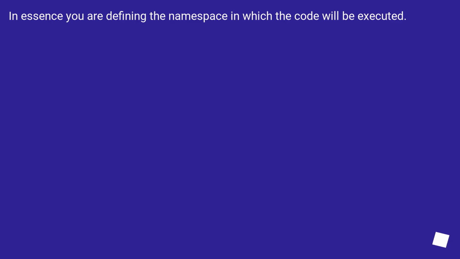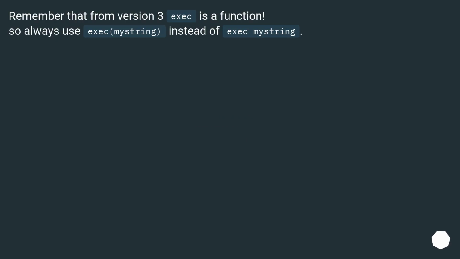in essence, you are defining the namespace in which the code will be executed. Remember that from version 3, exec is a function, so always use exec(string) instead of exec string.